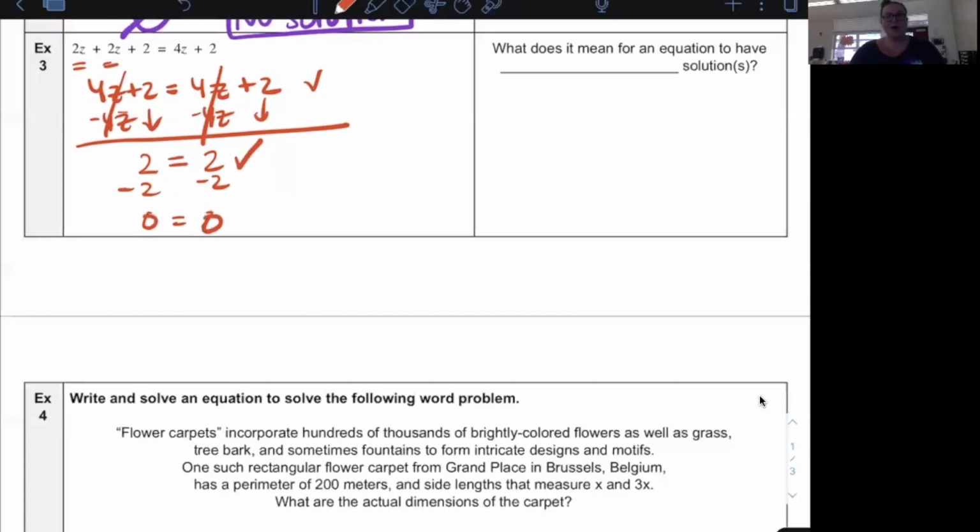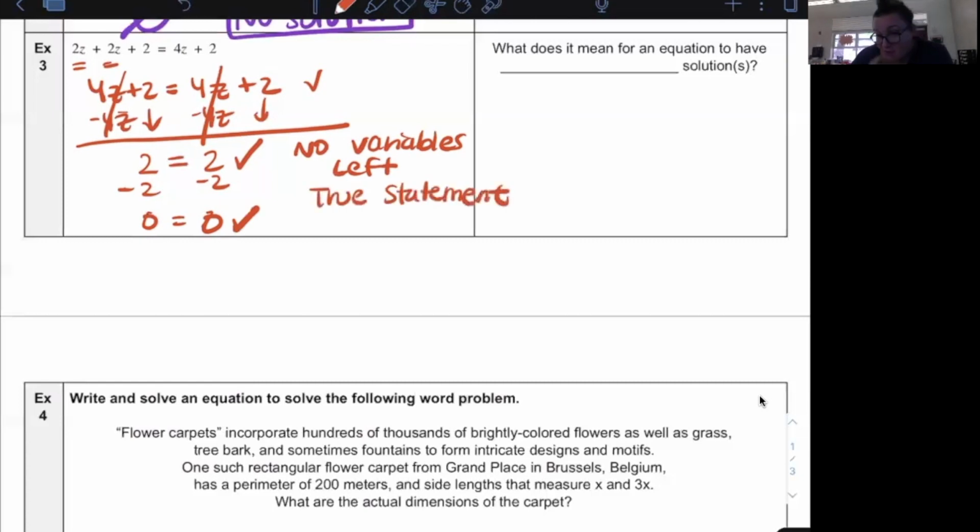0 equals 0. Well, again, we are left without any variables. So there are no variables left. But this time, is 0 equal to 0? Yes, it's a true statement. So that means that this time we have infinitely many solutions.